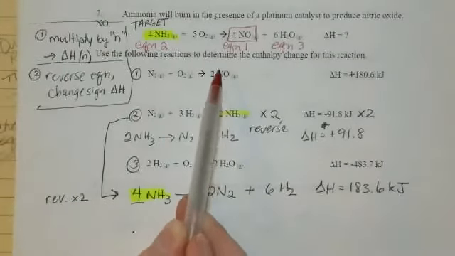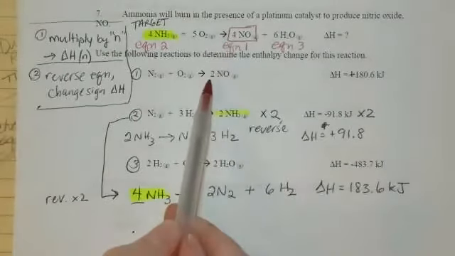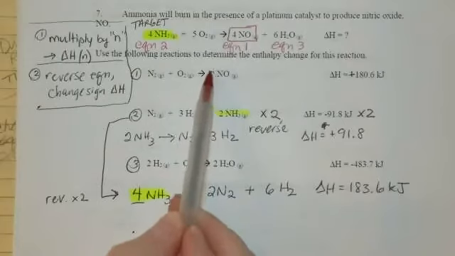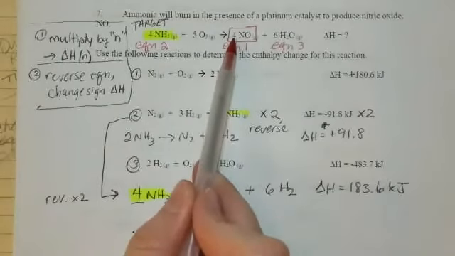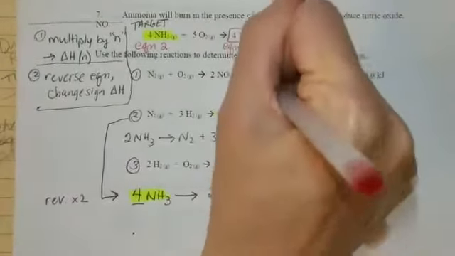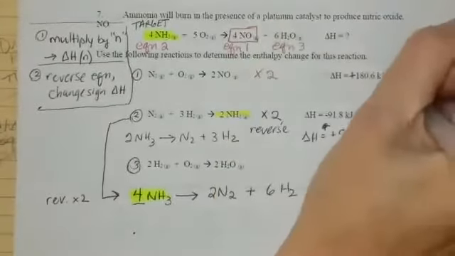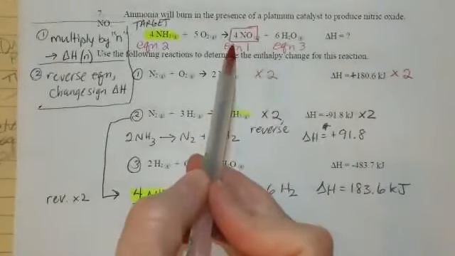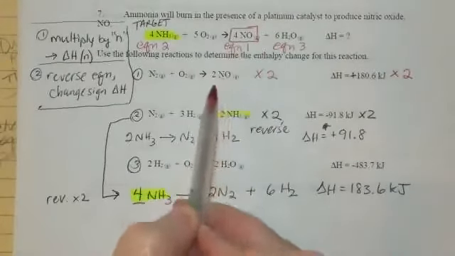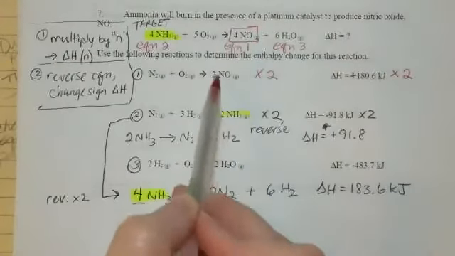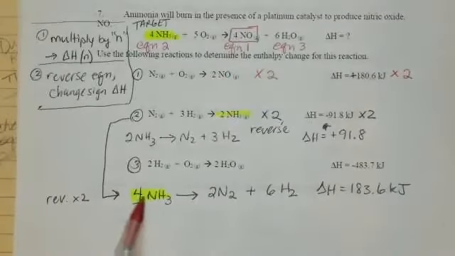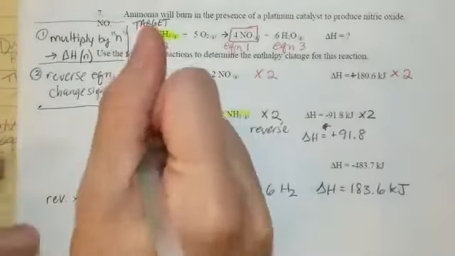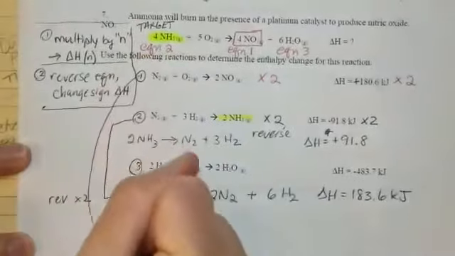So first, do I have the right coefficient in front? No, I only have 2 in my given equation and I want 4. So I'm going to have to multiply this by 2, which means I'm going to multiply the delta H by 2. Then I'm going to say, okay, is it on the correct side? And the answer is yes. It's on the product side. It's on the product side. So the only thing I'm going to have to do to equation number 1 is just multiply it by 2.